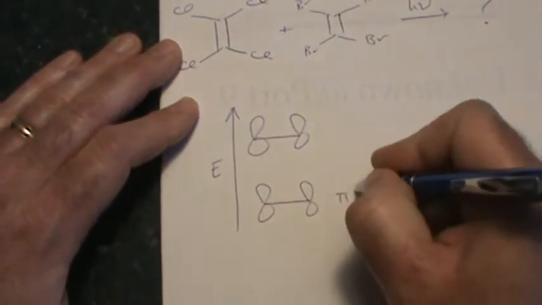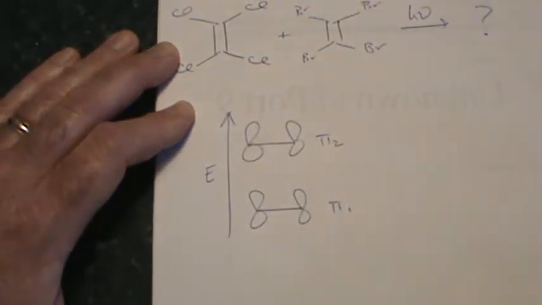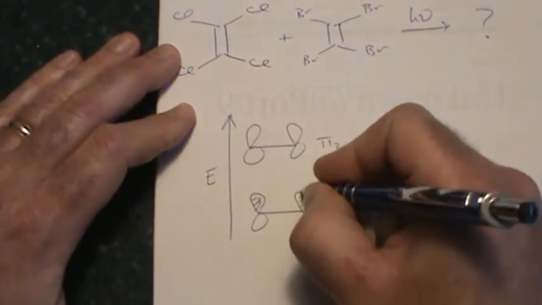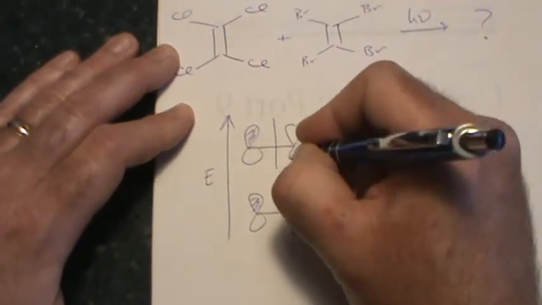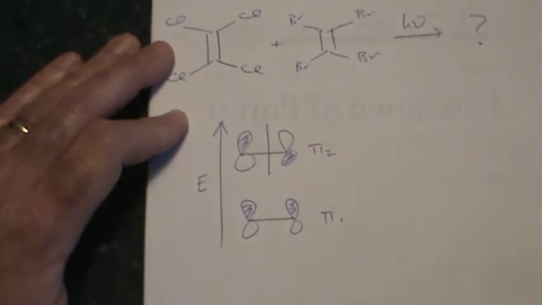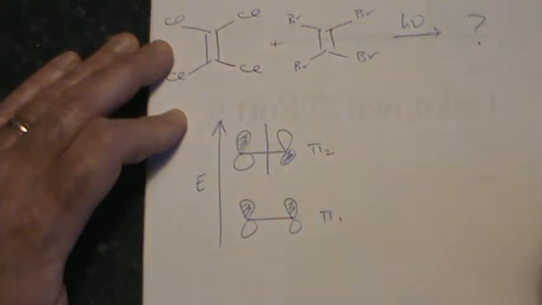We still have pi 1 and pi 2 for both reactants. Once again, since they're both ethylenes, this covers both of them. And pi 1 would look like this still. And pi 2 would have one new node, and it would look like that. But we've got to consider carefully for either of these species what happens when we shine light.